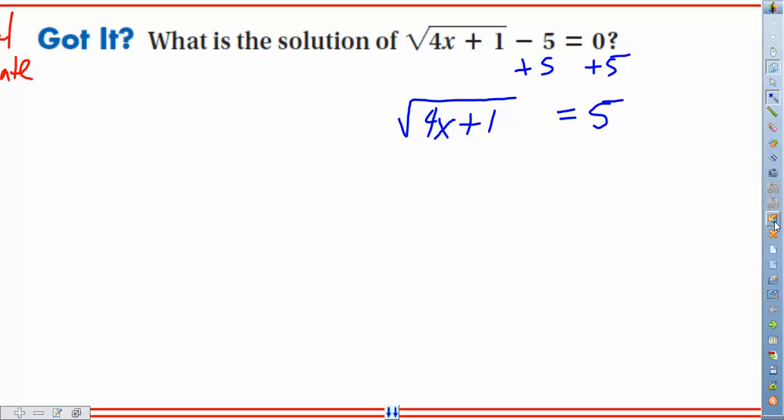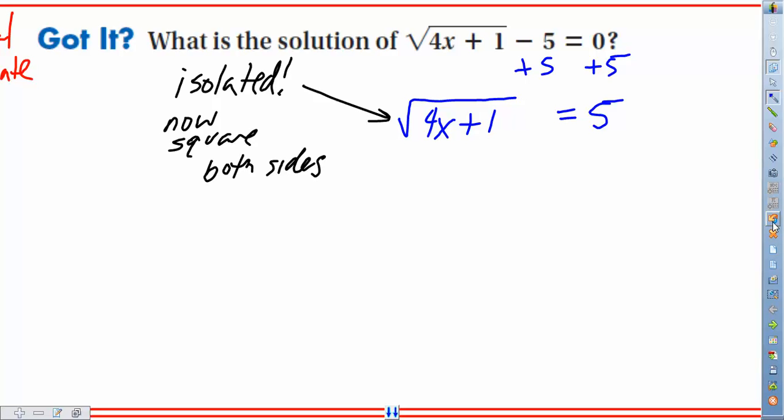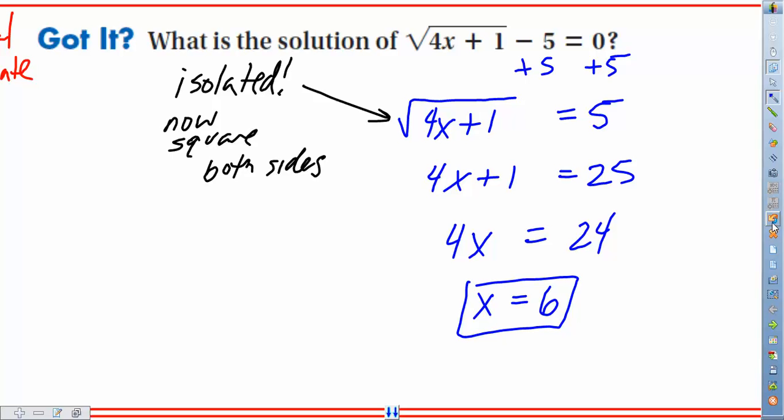Now what happens next? Now that we've isolated that square root, now it is time to square both sides. When you square both sides, the 4x plus 1 is left unchanged because we undo the square root, but that 5 gets squared and becomes 25. So then we subtract the 1 from both sides, and then we divide by 4, and we get our answer of 6.